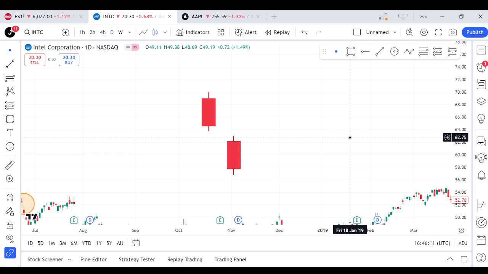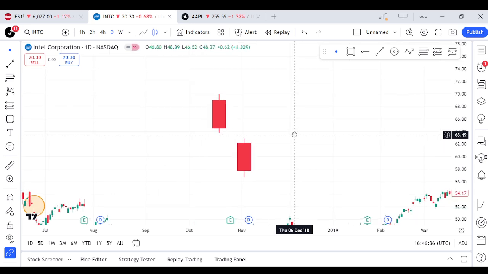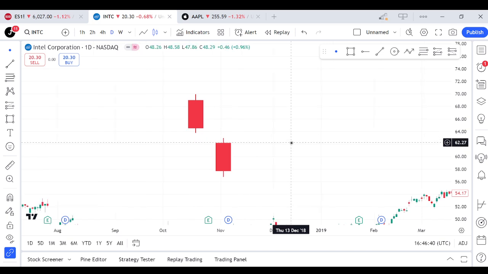Let's talk about the characteristics of the pattern. The falling window candlestick pattern is defined by two consecutive bearish candles with a gap between them. This gap or window occurs when the high of the second candle is lower than the low of the first candle. It's a powerful bearish continuation pattern that typically appears during established downtrends. So to identify this pattern, you need to look for the following key characteristics.